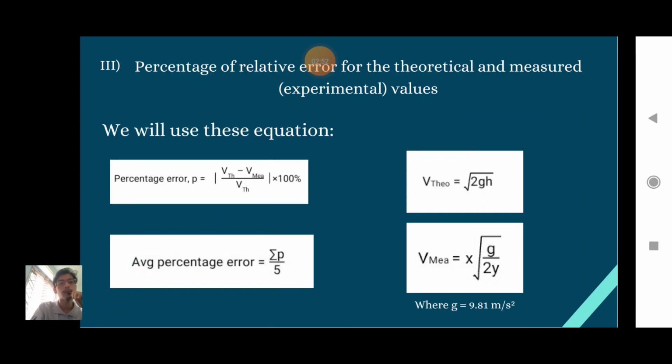Percentage of relative error for the theoretical and measured values. We will use this equation. To find percentage error, modulus of V theoretical minus V measured per V theoretical times 100. To find average percentage error, sum of percentage error per 5. To find V theoretical, we use square root 2gh, and to find V measured, x times square root g per 2y.